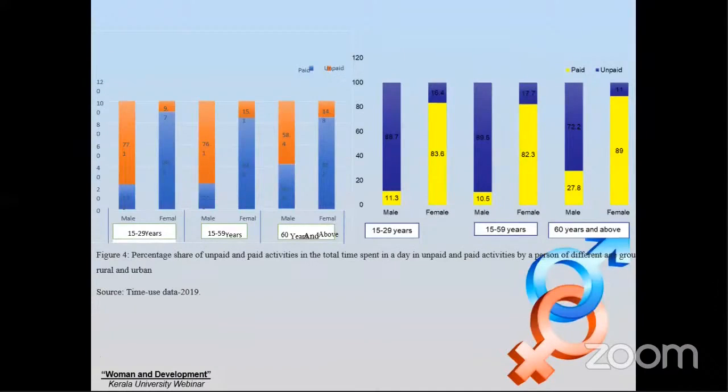The percentage share of unpaid and paid activities in total time spent in a day by persons of different age groups in rural and urban areas shows that, irrespective of region and age, women engage in unpaid activities, and on average 85.8% of the activities done by women above the age of 15 years are unpaid work. In contrast, for males, the majority of work is paid activity, and only 23% of activities come under unpaid activities. So these unpaid activities are much less in the working age categories in the case of men.